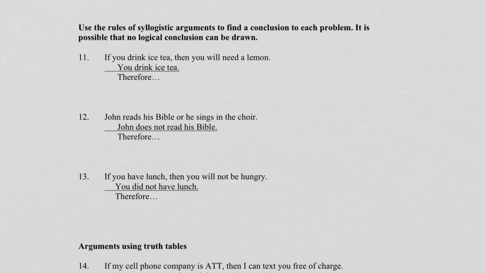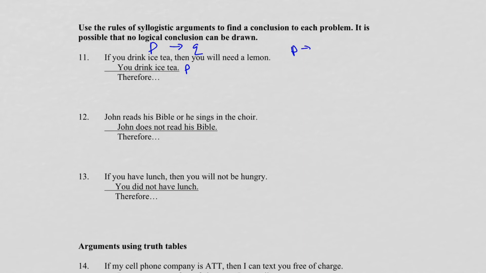All right, number 11. Okay. This time we're going to actually draw a conclusion, okay? And we want to draw a valid conclusion, not an invalid one. So we're going to use our 5 arguments to help us out. So if you drink tea, then you need a lemon. Second premise, you drink tea.